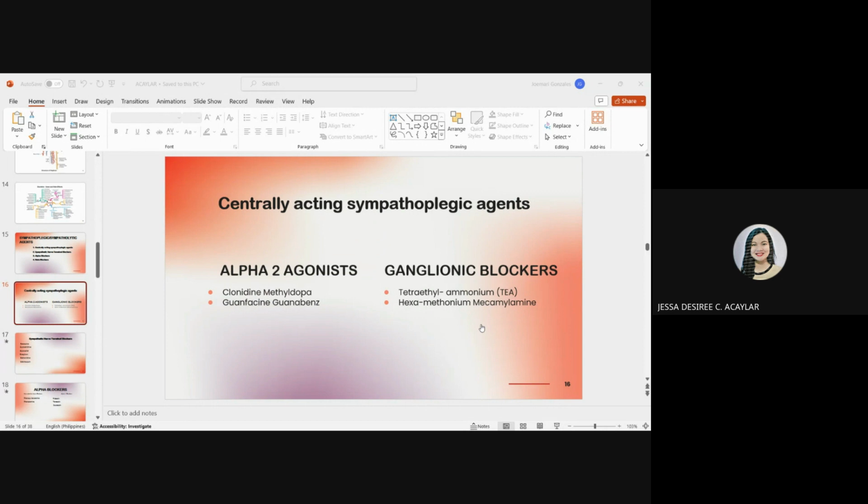Next is the ganglionic blocker. Ang site of action po niya is dun sa mga nicotinic receptor po. Mechanism of action, it completely blocks the acetylcholine at the nicotinic cholinoceptors on the postganglionic neurons in both sympathetic and parasympathetic ganglia. Ang effect po niya ay non-selective blockade of autonomic outflow.